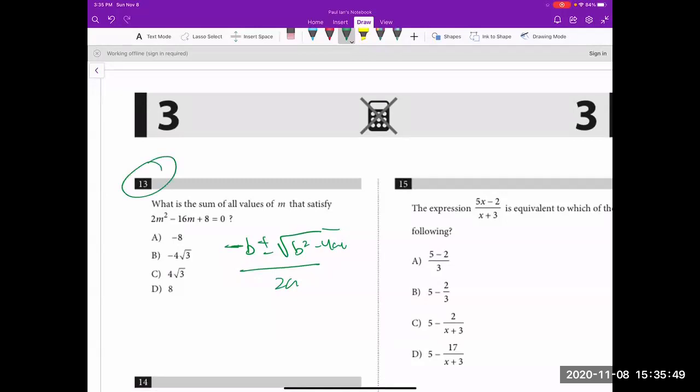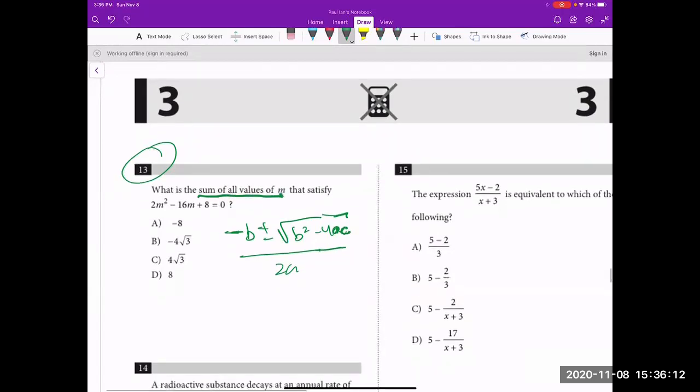So 13, let me see. This is the one where I think you could do this in other ways, but I would probably just remember the quadratic formula. That's probably the best way of solving this one. What it says is the sum of all the values of m, right? So do the quadratic formula, and the second thing is you add them. You're going to get two of them, M1 plus M2. That's what they want you to do.